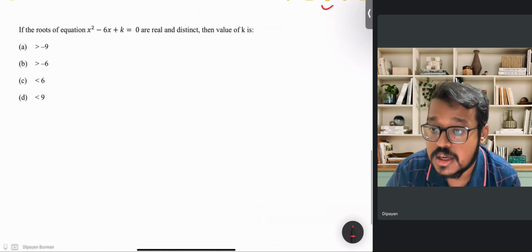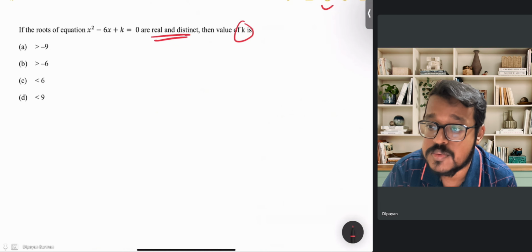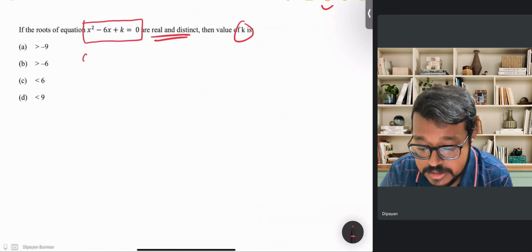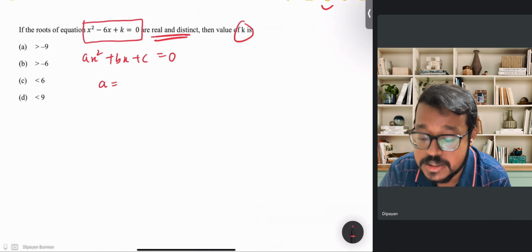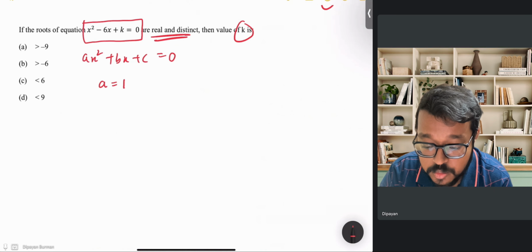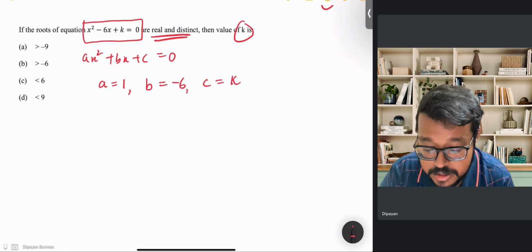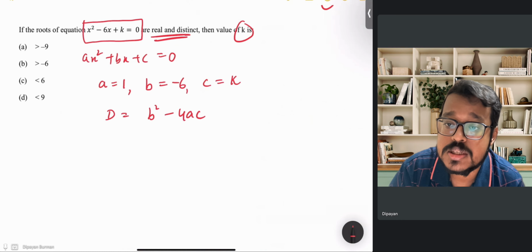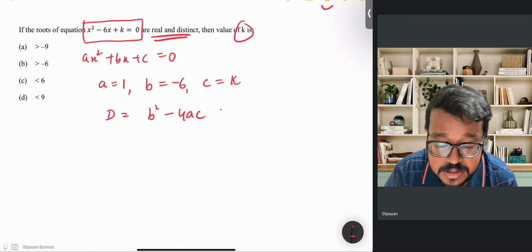Then the last question, if the roots of the equation are real and distinct, then the value of k is what? So in this quadratic equation, again let's compare with ax square plus bx plus c equal to 0. Coefficient of x square term is nothing, so it's 1. Then coefficient of x is minus 6, so b value is minus 6, and the constant is k, c is k. So the discriminant is b square minus 4ac, and they have given that the roots are real and distinct, so the discriminant has to be positive or greater than 0.